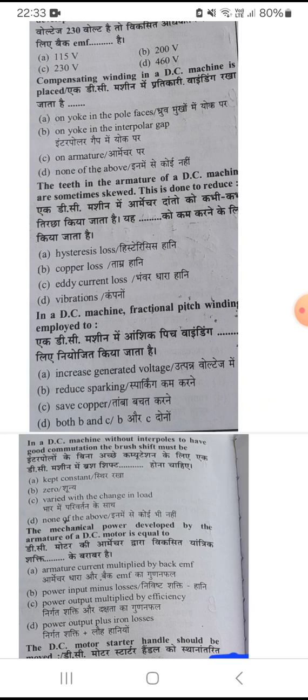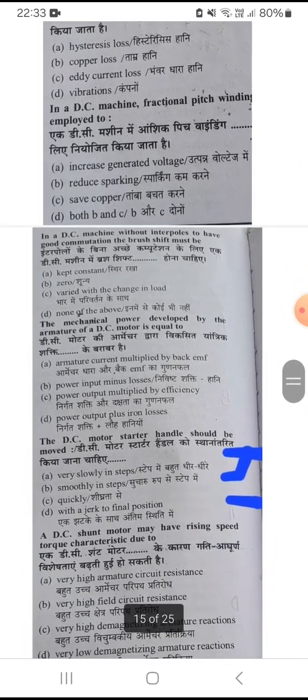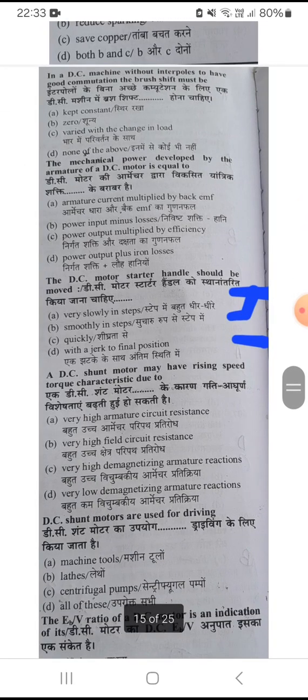In a DC machine, fractional pitch winding employed to, option D, both B and C, reduce sparking and save copper. Next, in a DC machine without interpoles to have good commutation, the brush shift must be, option C, varied with change in load.